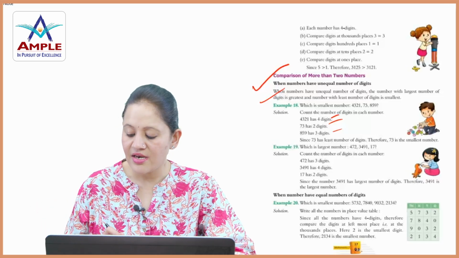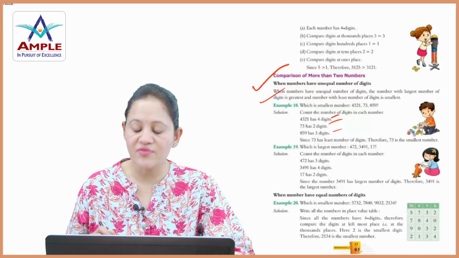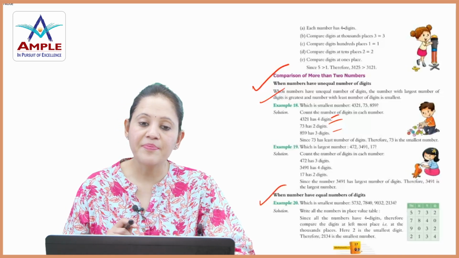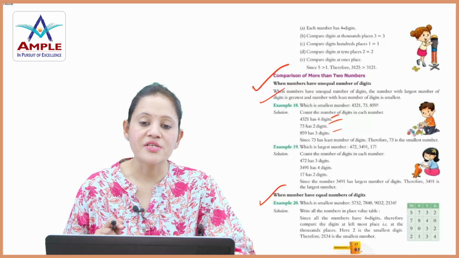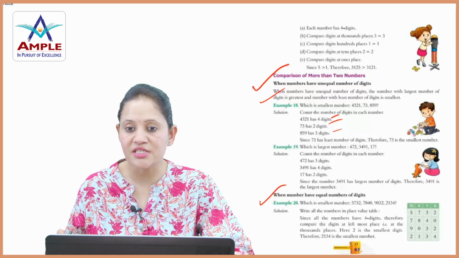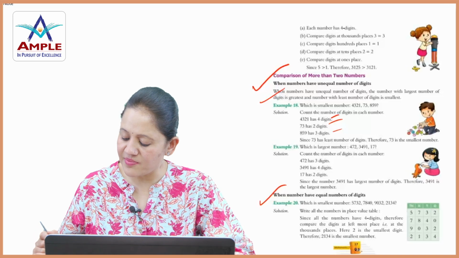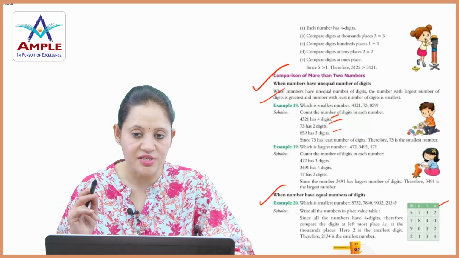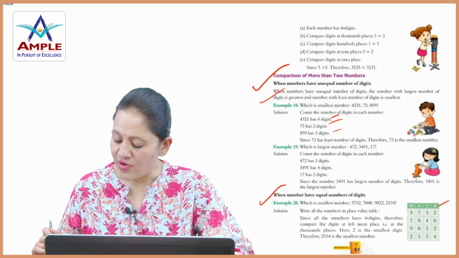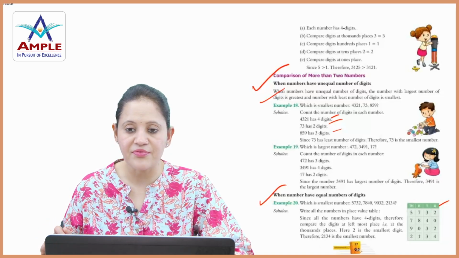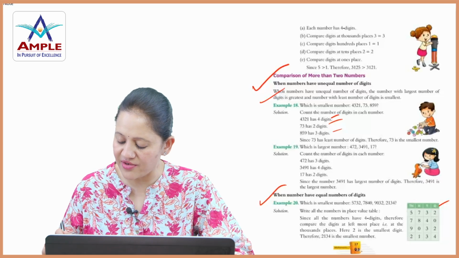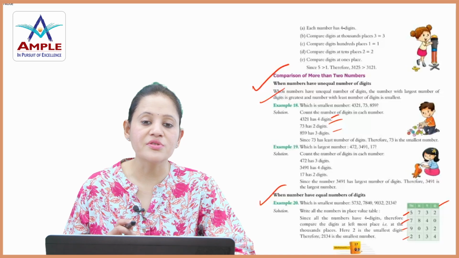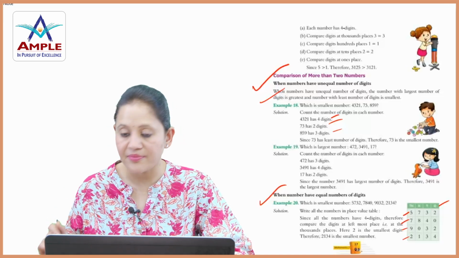Clear? Next, when the numbers have an equal number of digits, how will you compare? Example: which is the smallest among these? We will arrange the numbers in a place value chart like this and start comparing. All are 4-digit numbers, so start comparing from the digit at the 1000 place. Here it is 5, 7, 9 and 2. 2 is the smallest digit, therefore 2134 will be the smallest number.